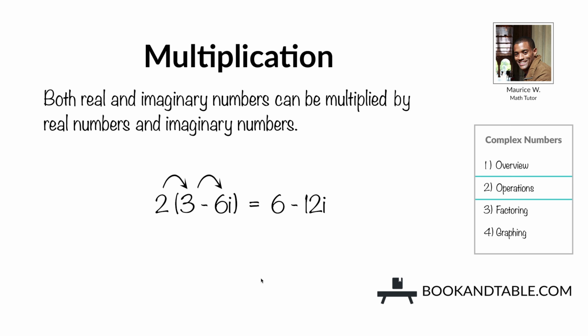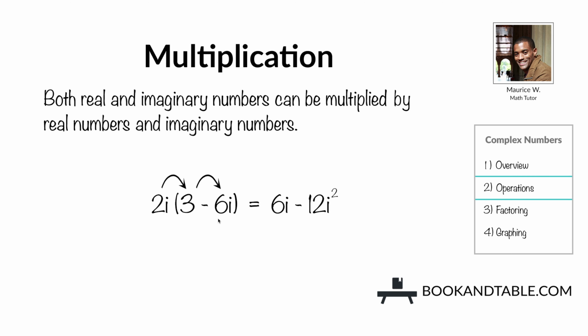Both real and imaginary numbers can be multiplied times real and imaginary numbers. Here's what I mean. Let's say we have a complex number 3 minus 6i. We can multiply it times 2, a real number. We multiply 2 times the real number 3, and that gives us a real number 6. We multiply 2 times the imaginary number, negative 6i, and that gives us negative 12i. So we can multiply a complex number times a real number, and the product is a complex number.